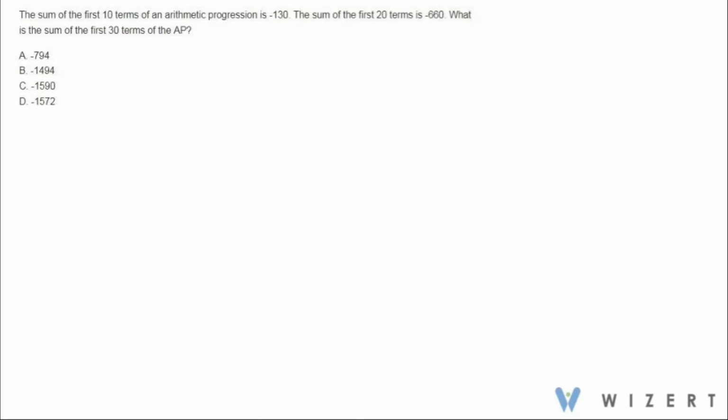We have this question here. The sum of the first 10 terms of an arithmetic progression is minus 130. The sum of the first 20 terms is minus 660. What is the sum of the first 30 terms of this AP?